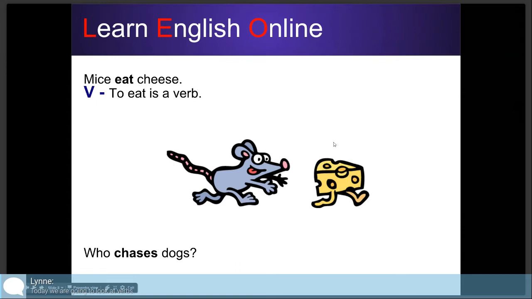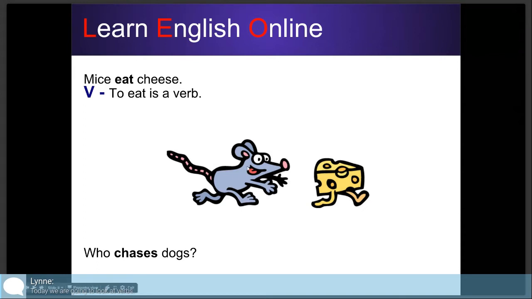Mice eat cheese. To eat is a verb. What do you eat? I eat food. I eat pizza. Now, cheese doesn't run. Unless it's French cheese, then it's runny cheese. We'll come on to those kinds of words in a future session, maybe next week. Adjectives. How do you describe things?